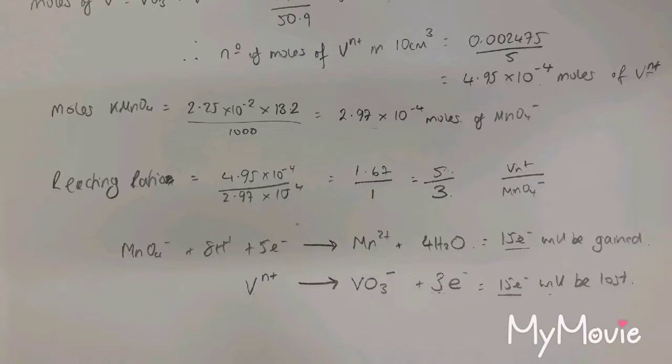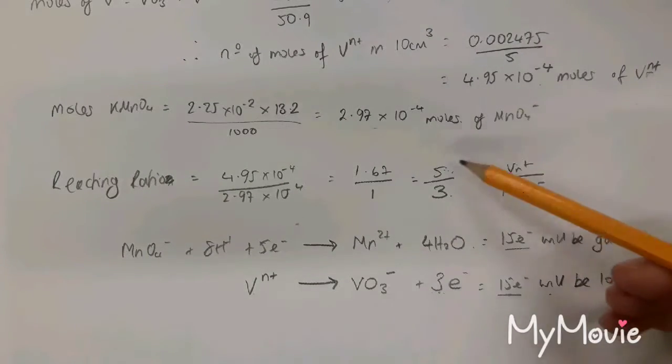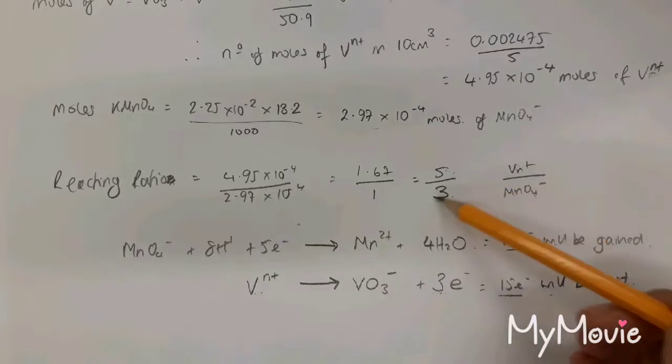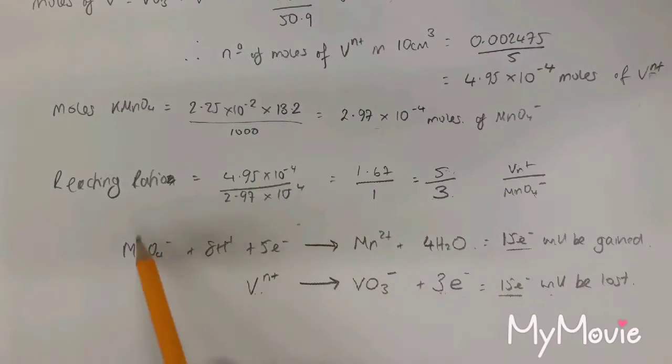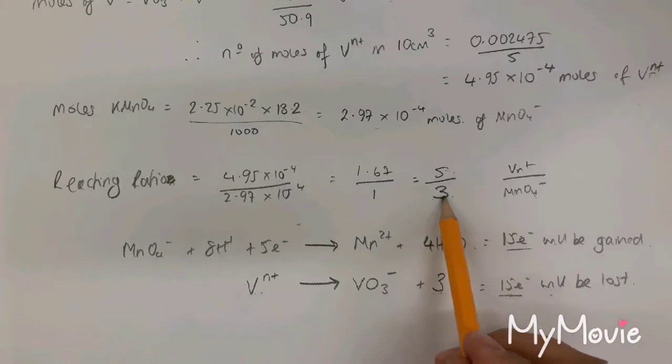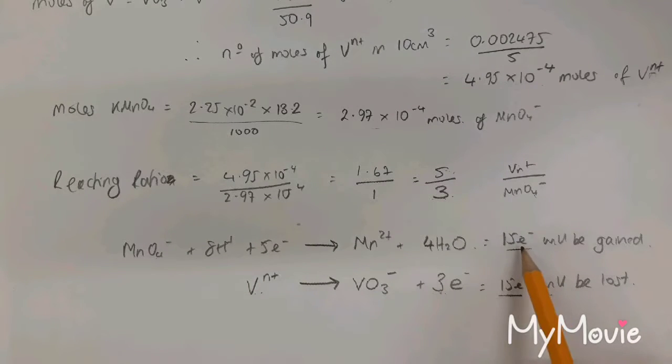All right, just going through that one more time. From the reacting ratio here, we know that 5 moles of Vn plus are reacting with 3 moles of MnO4 minus. So each individual MnO4 minus ion will be gaining 5 electrons. If 3 are reacting in total, therefore 15 electrons will be gained in total by the MnO4 minus. Therefore, we know 5 moles of the Vn plus are reacting, so each one will have to lose 3 to make the 15 electrons in total.